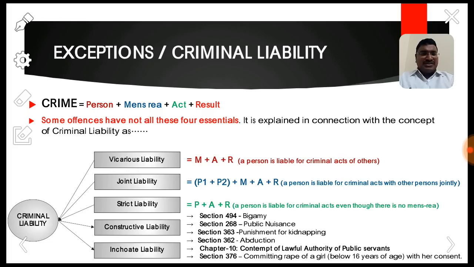Next, abduction. If a person takes away some other person without mens rea, he must also take the strict liability on the charge of abduction. Here, chapter 10 of the Indian Penal Code deals with contempt of lawful authority of public servants, contempt of court. If a person disobeys the orders of the court without any ill intention, without guilty intention, he is liable strictly under the charge of contempt of court.